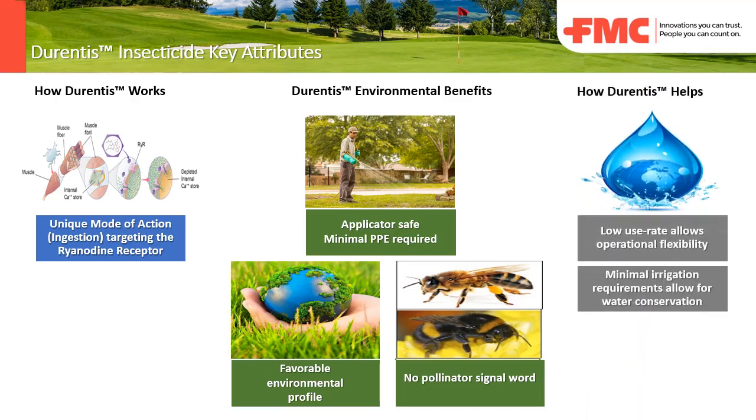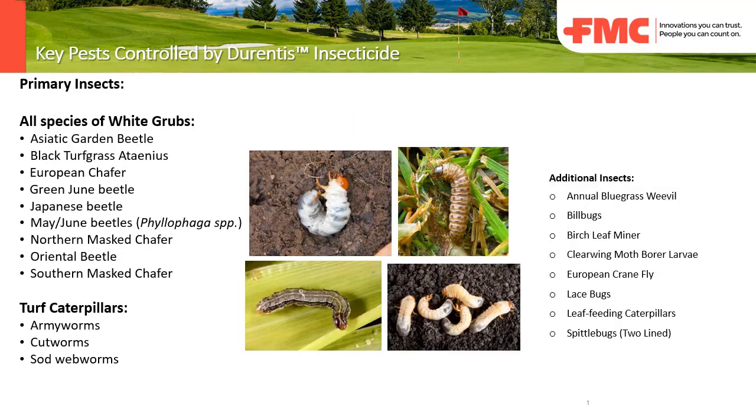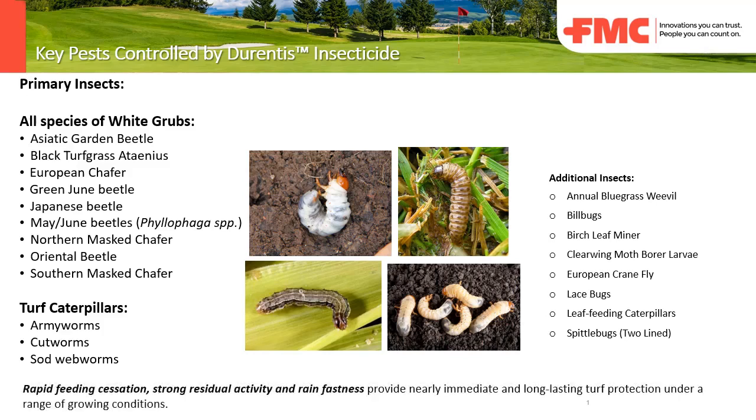How does Durentis help? Durentis is a unique high-load, low-use rate formulation. This enables applicators to apply their grub control early, which can align with pre-emergent and fertilizer applications. Durentis insecticide controls all species of white grubs and turf caterpillars, including fall armyworms. The high-load, low-use rate formulation stops feeding quickly, provides strong residual activity and rain fastness, supporting long-lasting turf protection.